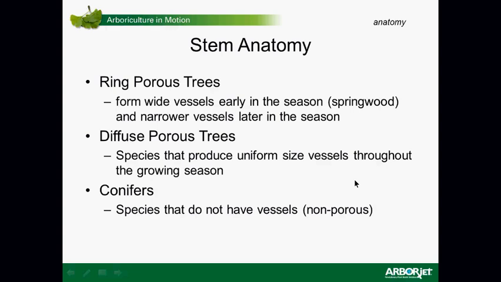So we're going to look a little bit at different kinds of anatomy. We can describe 3: ring porous, diffuse porous species, which tend to be the flowering trees or deciduous trees, and coniferous trees, which are described as non-porous because they do not contain vessels. So when you see porous, it means there's vessels that are part of that anatomy.